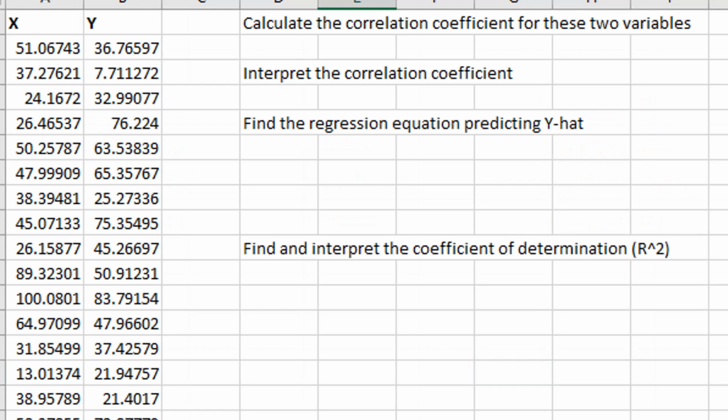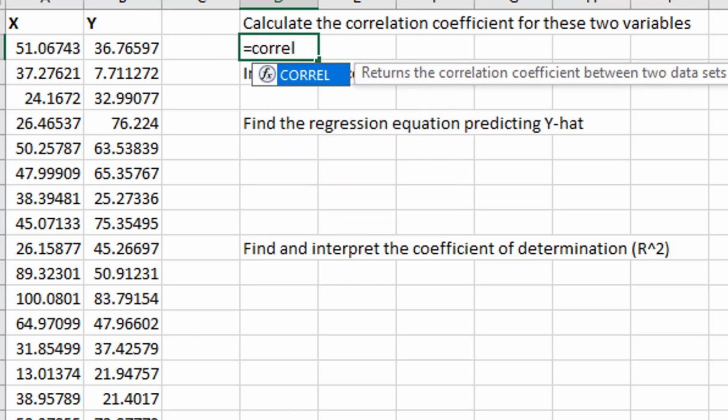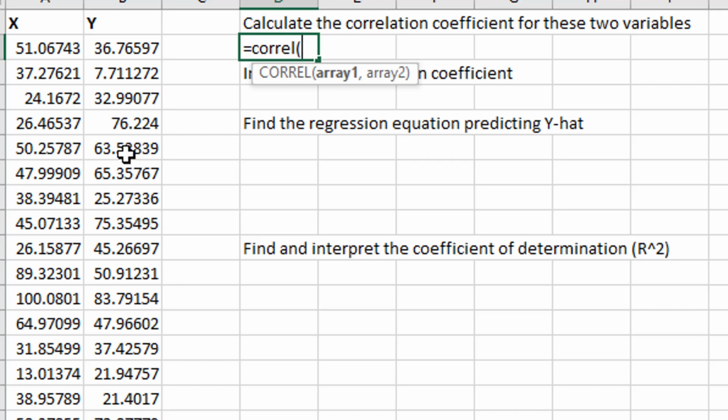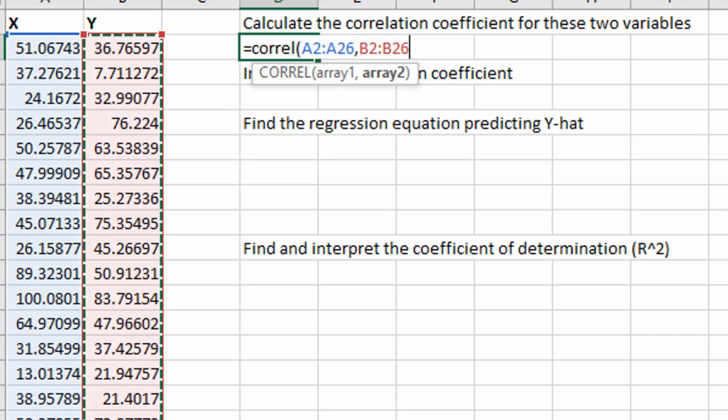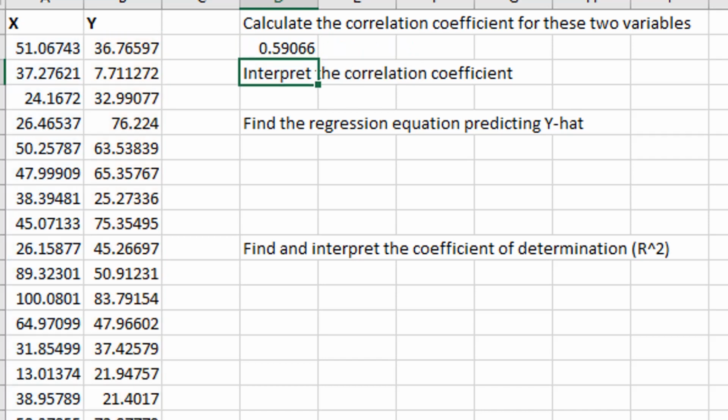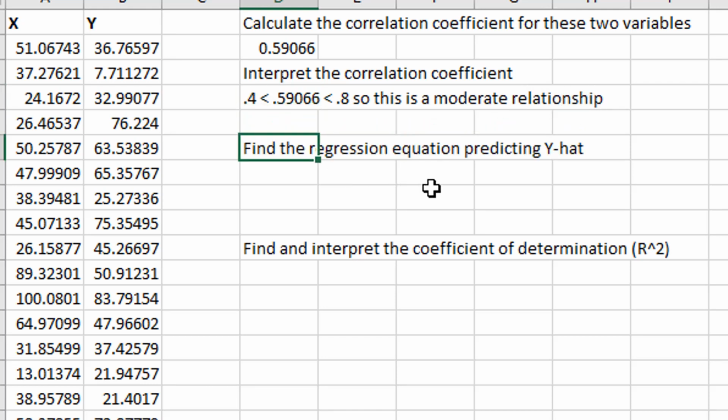All right, here we have two variables, X and Y, and I want to calculate the correlation coefficient for the two variables. There's a function in Excel that does this. It's very easy to use. It's the CORREL function, C-O-R-R-E-L. You type in equals CORREL, parentheses, and you select the first variable, it doesn't matter which one is first, comma, the second variable. So we're selecting the whole range of numbers, close the parentheses, and calculate your correlation. The correlation is 0.59066. How would I interpret this? Well, this is between 0.4 and 0.8, so this is a moderate relationship. It's moderately strong.